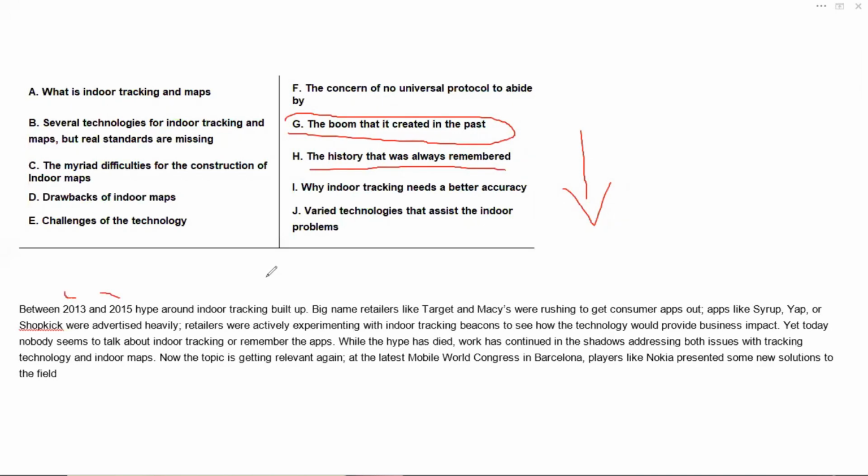Yes, we're talking about the history, but that's always remembered. Hype is built up, the boom that it created in the past. I think history is ruled out. Why indoor tracking needs a better accuracy? The first line and the last line haven't talked about accuracy. Varied technologies that assist, they did not talk about the problems.